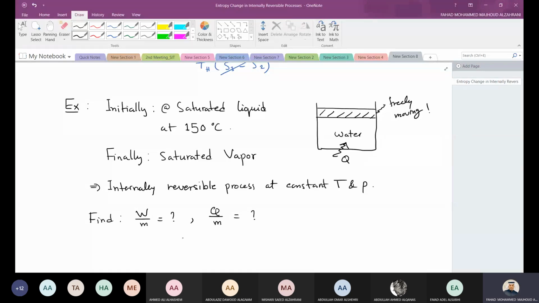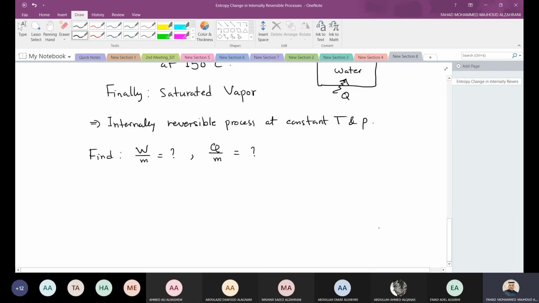Again, we have saturated liquid water at 150 degrees Celsius. I added heat in an internally reversible process at constant temperature and pressure until the final state, which is saturated vapor. Find the work and the heat transfer. So for the work, guys, you should be able to do this. I guess this is expansion or compression work, right? So how can we proceed?